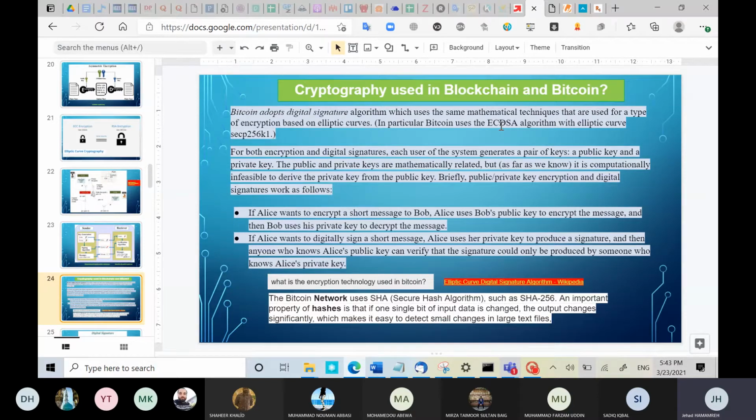For both encryption and digital signature, each user of the system generates a pair of keys. This is definite, this is a prerequisite. To start a secure communication, you need to have 2 pairs of keys. And usually the user who has the certificate, the private key is never shared with anybody, only the public key. And the public key is then translated to the wallet address that you can use to send money and receive money. The public and the private keys are mathematically related.